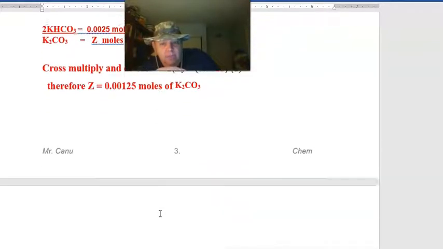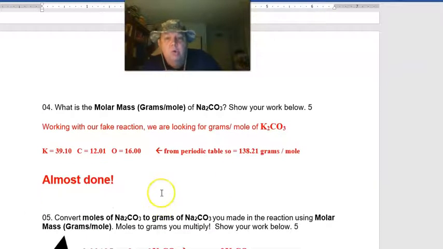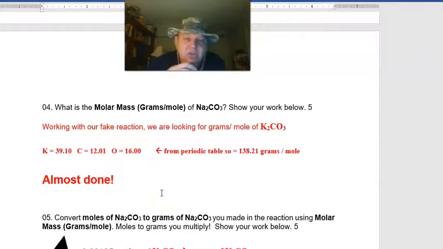Let's go on, because our next step is we need to know the molar mass of our K2CO3. That's our product. Notice it's in red because it's fake, right? Working with our fake reaction, we are looking for grams per mole of K2CO3. So we're going to go back to our periodic table, and we find this information. So you know there's 2 Ks, 1 C, 3 Os. Okay, so that's going to give us 138.21 grams per mole. Key thing there. Okay, we're almost done. Yay. Okay, we're going downhill.